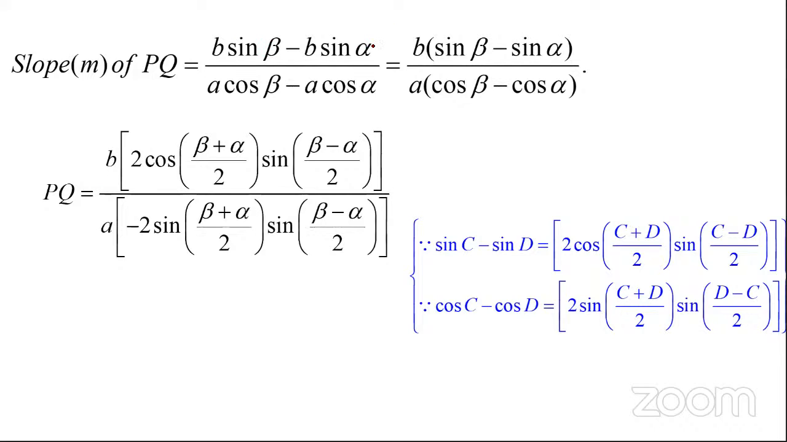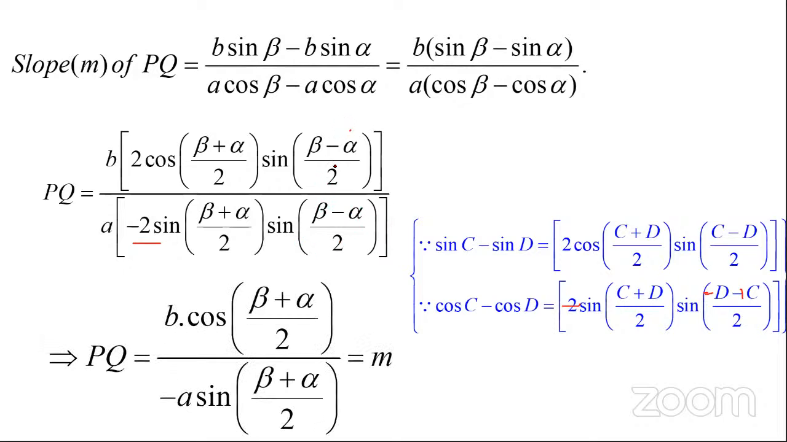I'm applying this one. B stays outside as usual. In sin beta minus sin alpha, I will get 2 cos((beta+alpha)/2) sin((beta−alpha)/2), and in the denominator, a times minus 2 sin((beta+alpha)/2) sin((beta−alpha)/2). So here we have beta plus alpha and beta minus alpha. Just solve this.